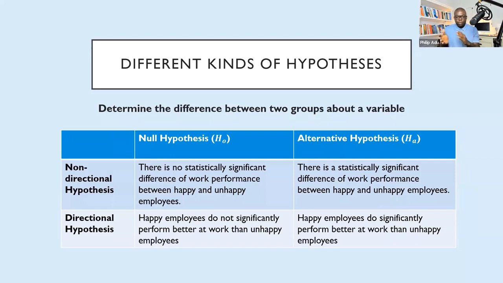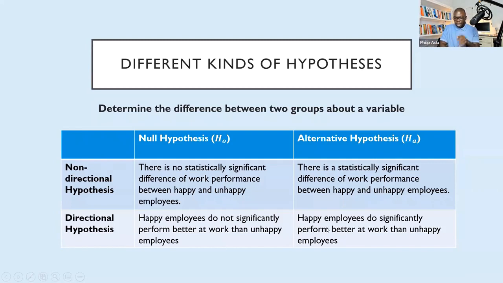Determine the difference between two groups about a variable. The non-directional alternative hypothesis will be there is a statistically significant difference of work performance between happy and unhappy employees. So here we are saying that there will be a difference. We are not saying one will perform better than the other, but directional, we are giving a direction.